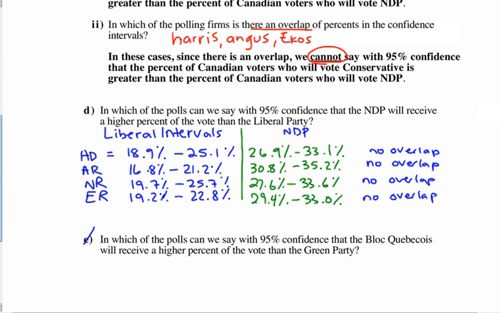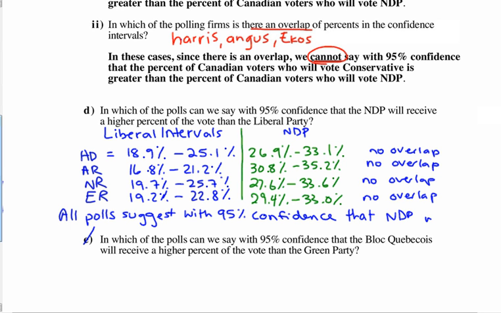So all polls suggest, with 95% confidence, so there is that 5% chance, which is pretty small, that NDP will receive more... Liberals weren't doing very good at that time. Will receive more votes than the Liberal Party.